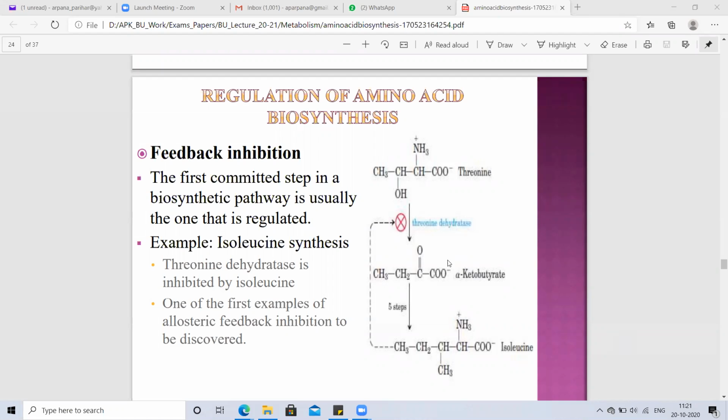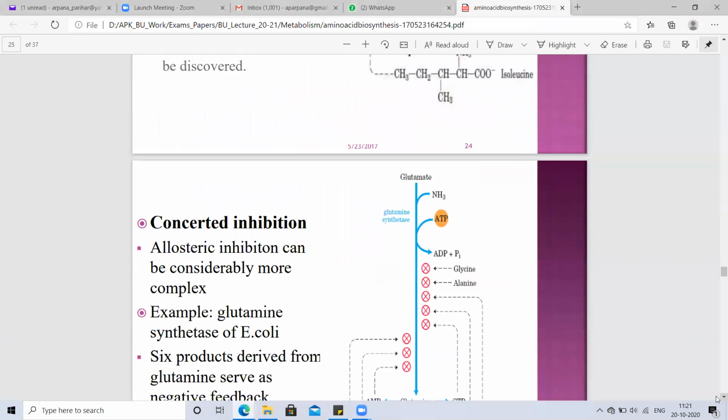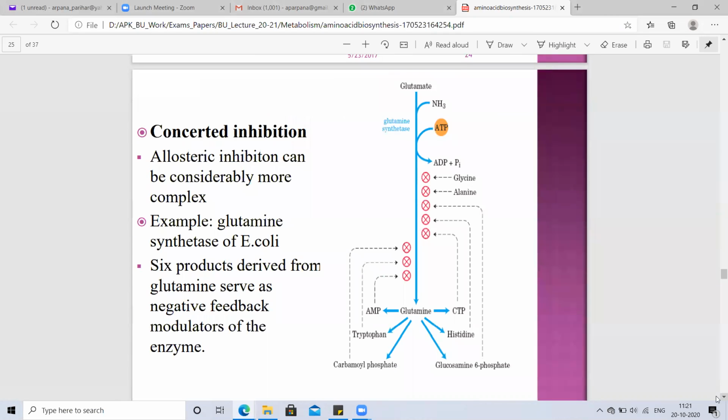Here you can see that threonine hydratase is feedback inhibited by its end product isoleucine. This is the rate limiting and committed step of isoleucine biosynthesis. This is just a good example of feedback inhibition via the product of the same pathway.